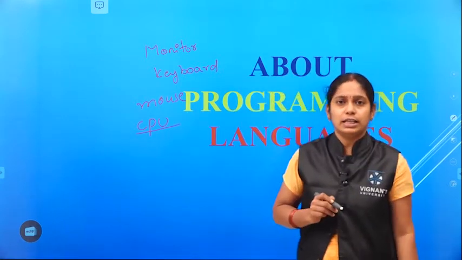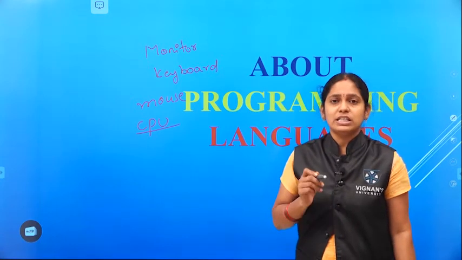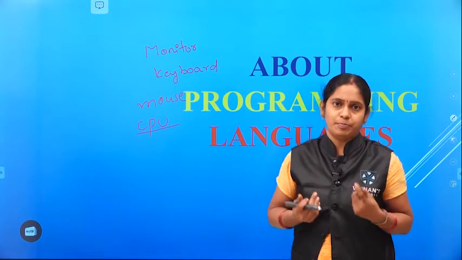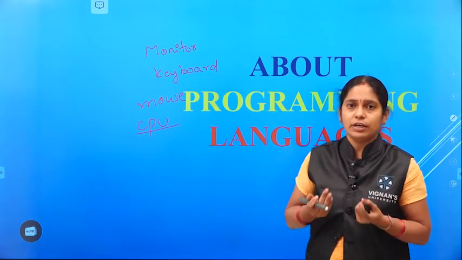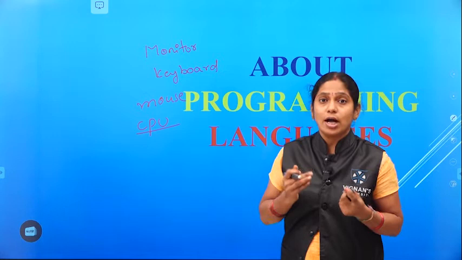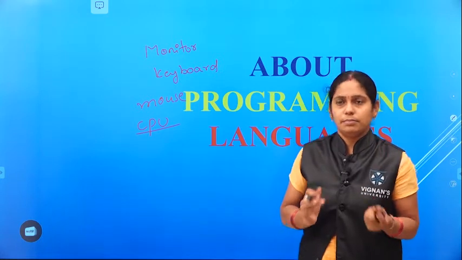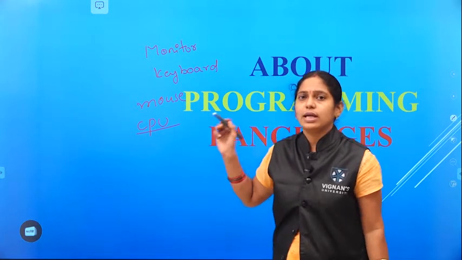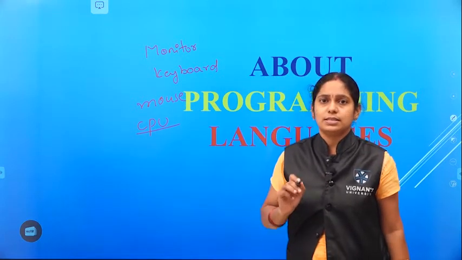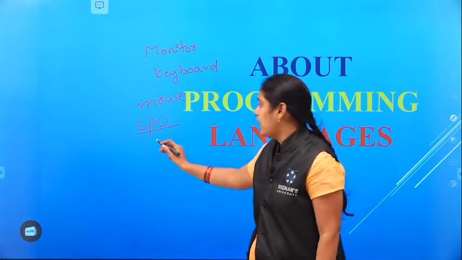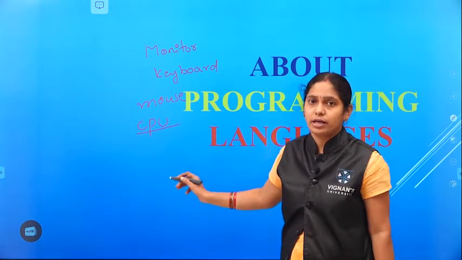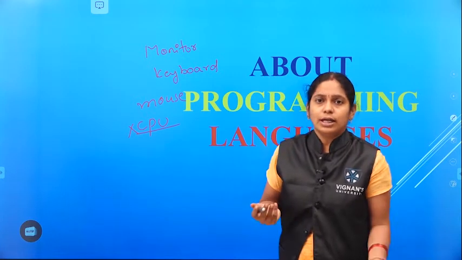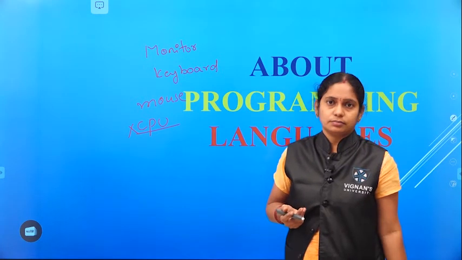The abbreviation is Central Processing Unit, which is used to perform the operations that we give to our system. The instructions we give to our system will be processed by the device called the CPU. The CPU is called the heart of the computer. If we don't have the CPU, we cannot access the computer.